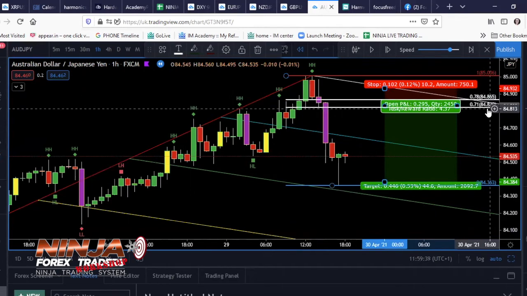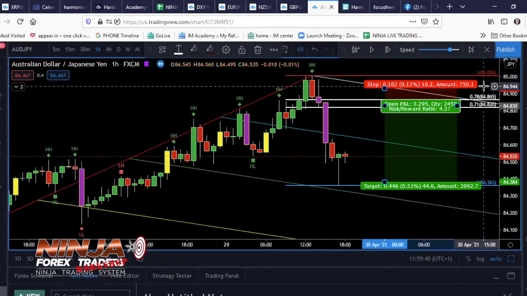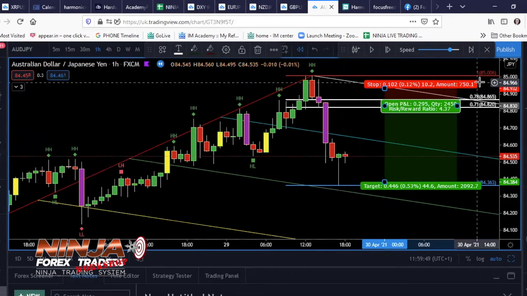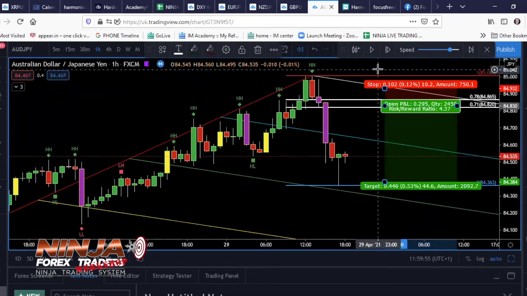Sorry, that's my sell limit. Yeah, so that would be where we get in. And my stop loss would be way up here at 84.93, which is 11 pips for this demonstration. So basically, if price goes beyond that, the stop loss will take me out, and I've lost 1%.